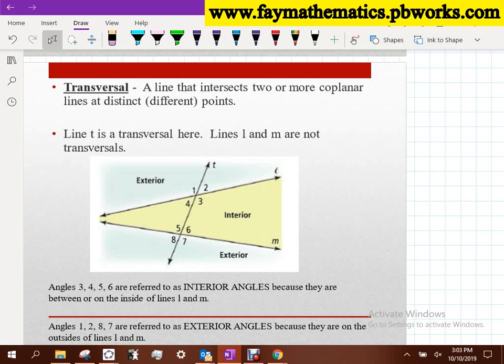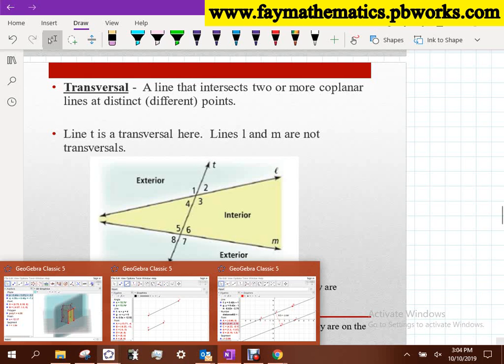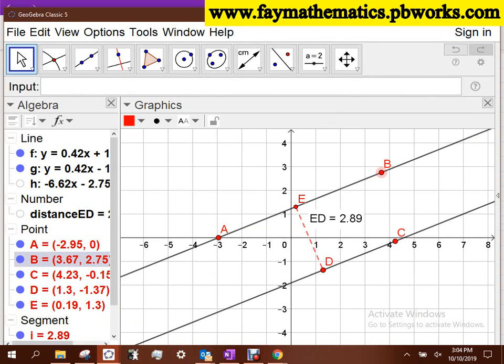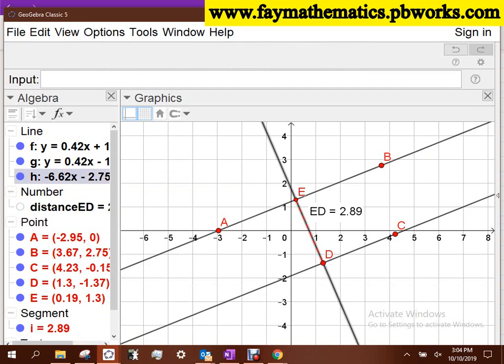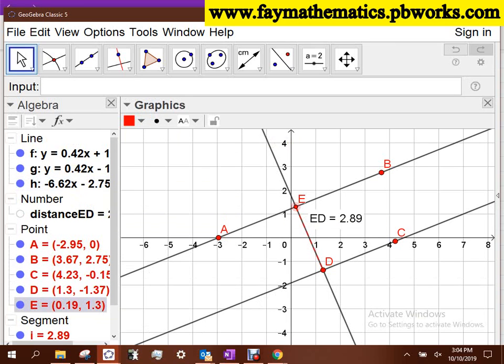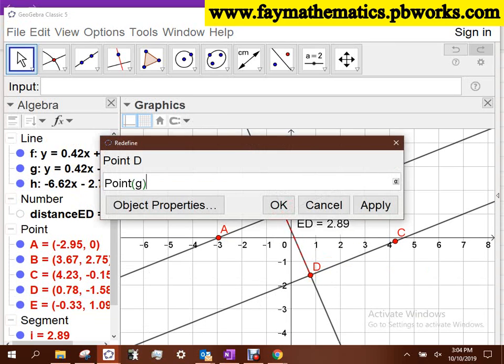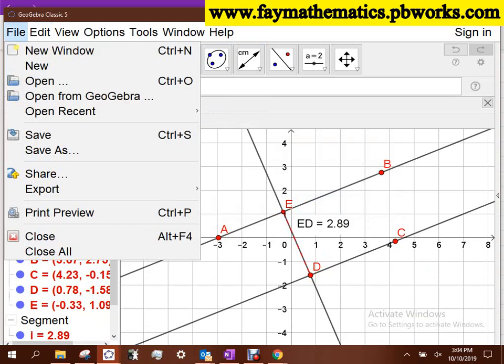A transversal is a line that intersects two or more coplanar lines at distinct, or different, points. A transversal is just a line that intersects two other lines, but all these things need to be coplanar. What that does for us is it will give us, every single time, an image kind of like this. Or it'll give us an image, let me get a new one here.